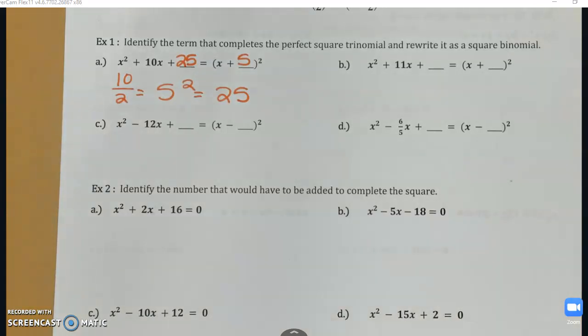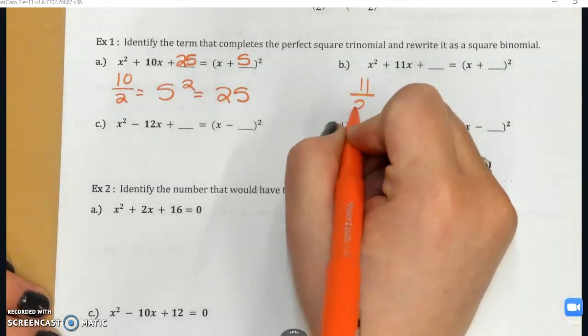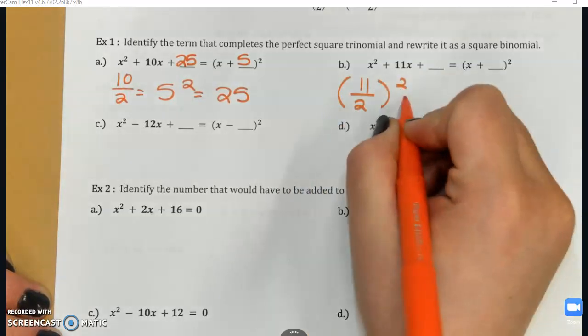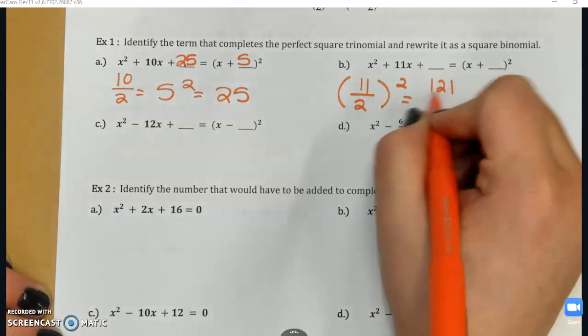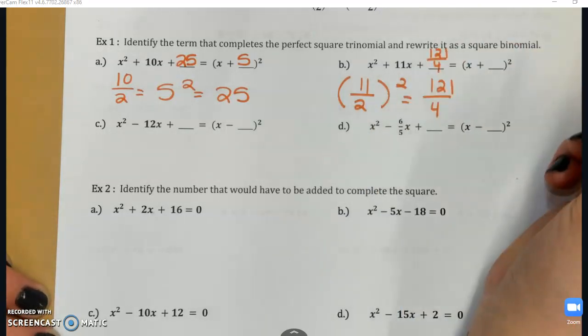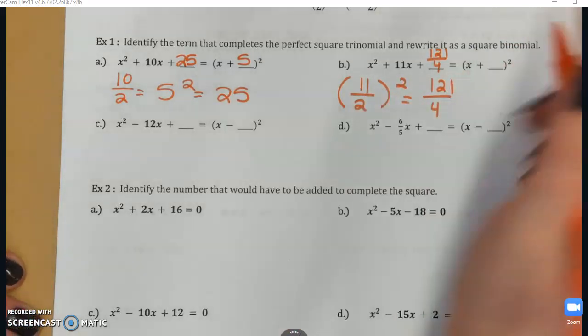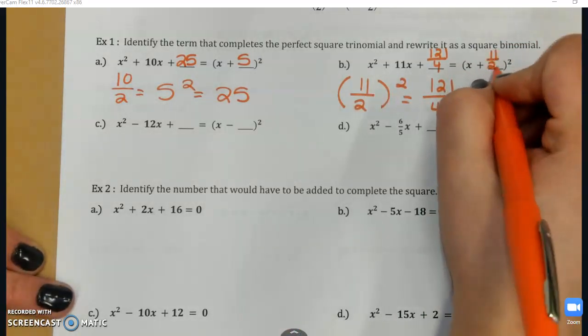Let's do this again on B. My middle term is 11. Half of 11 is 11 over 2. And if I square that, I square the top and the bottom, that's going to be 121 over 4. So 121 over 4 is the term that completes my square. And what goes in my squared binomial is that half of the middle term, 11 over 2.